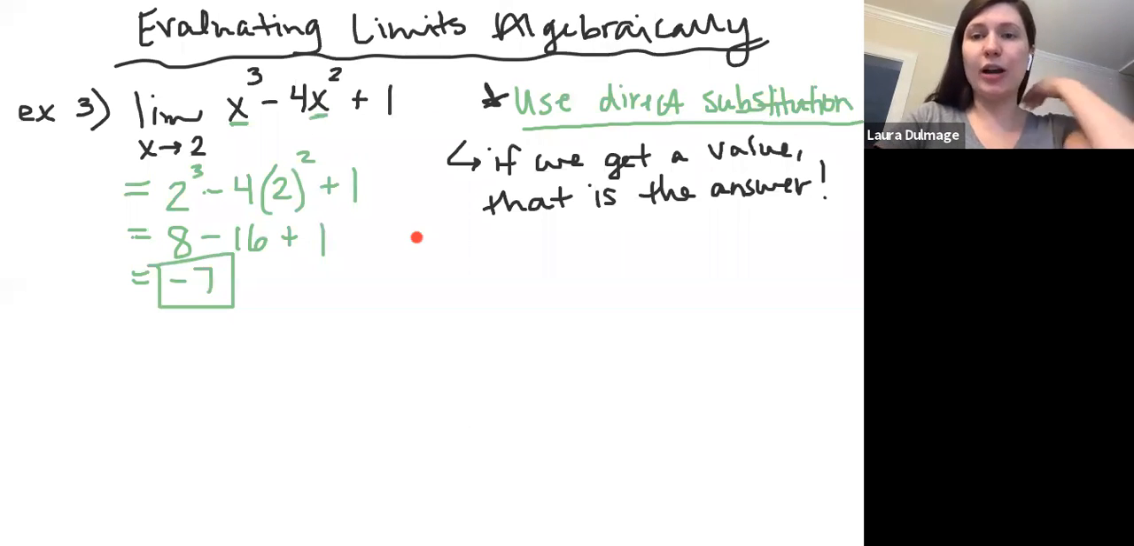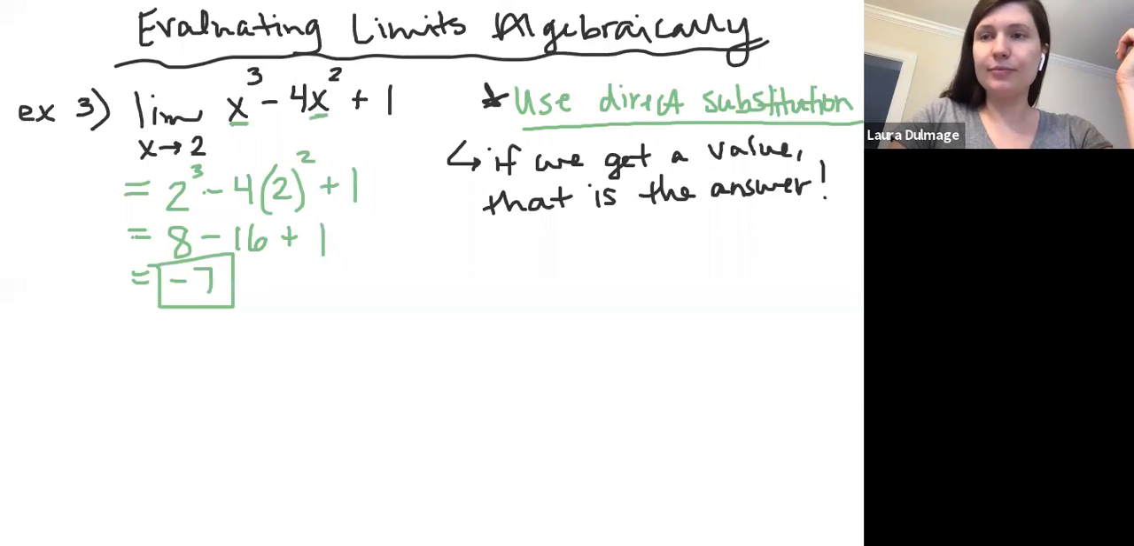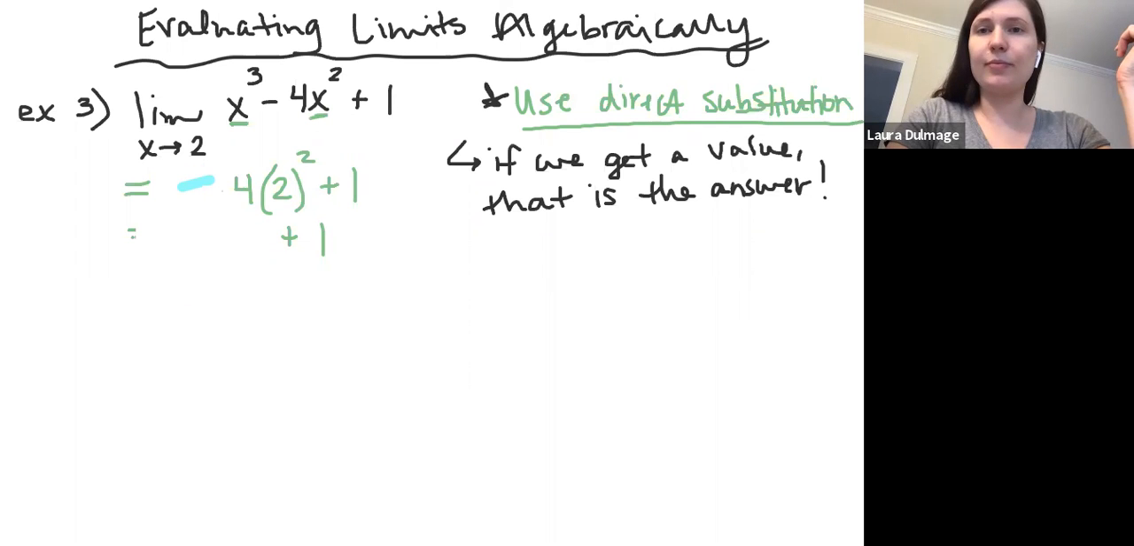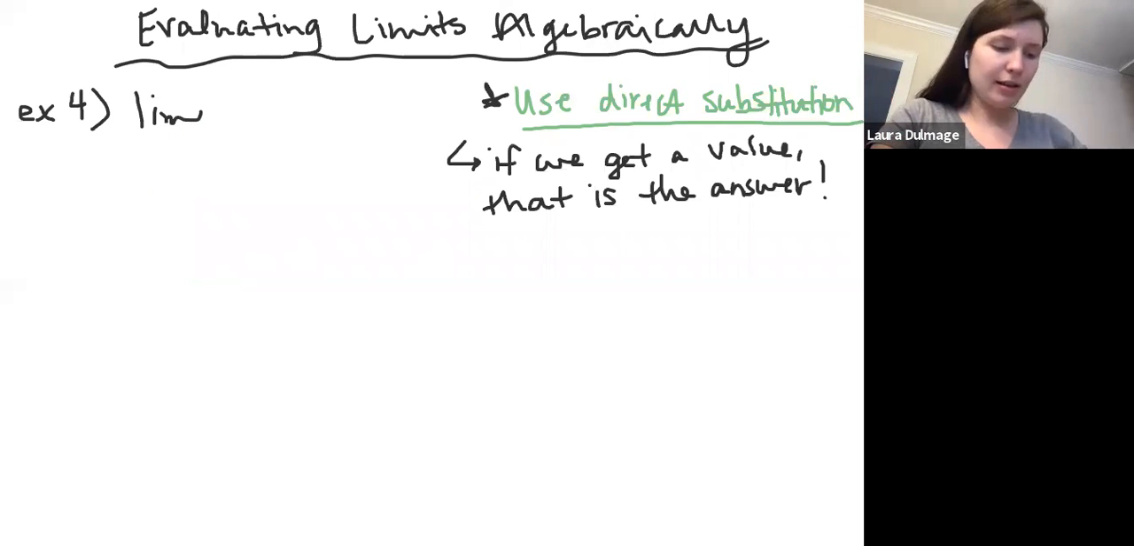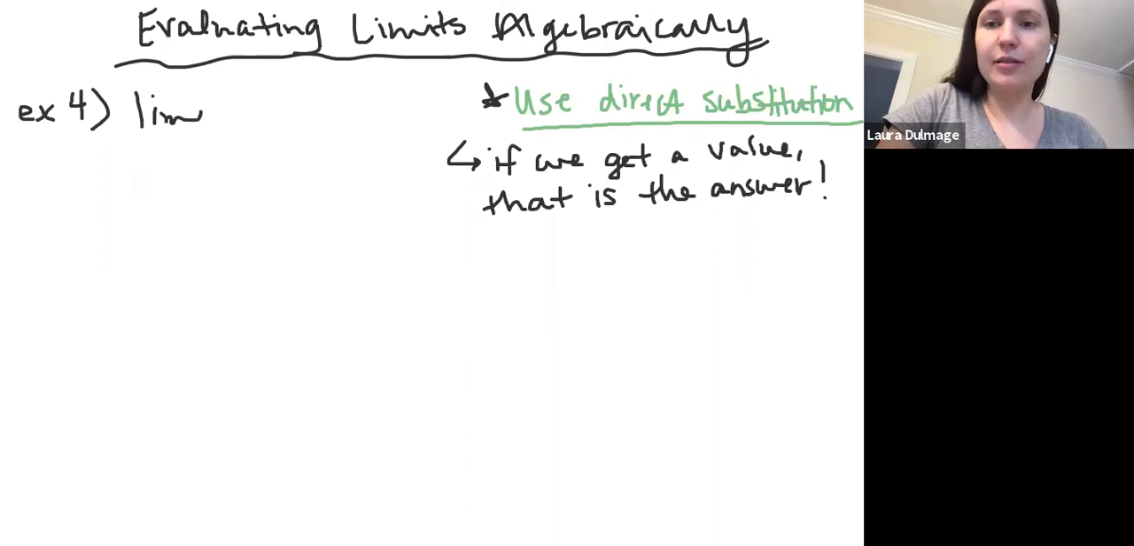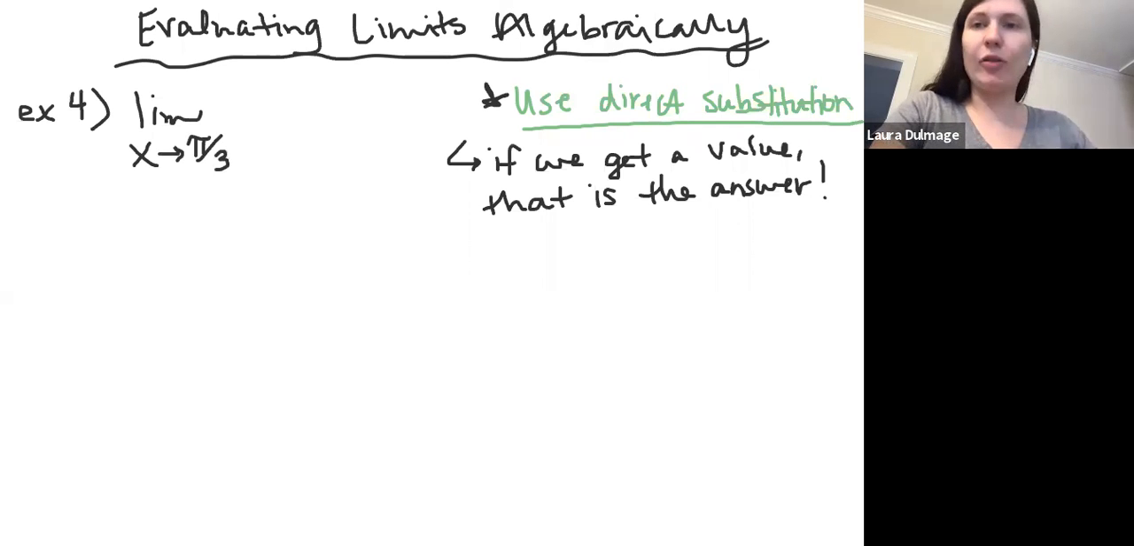Okay, let's try another one. Let's do the limit as x goes to pi over 3 of the cosine of x over the sine of 2x.